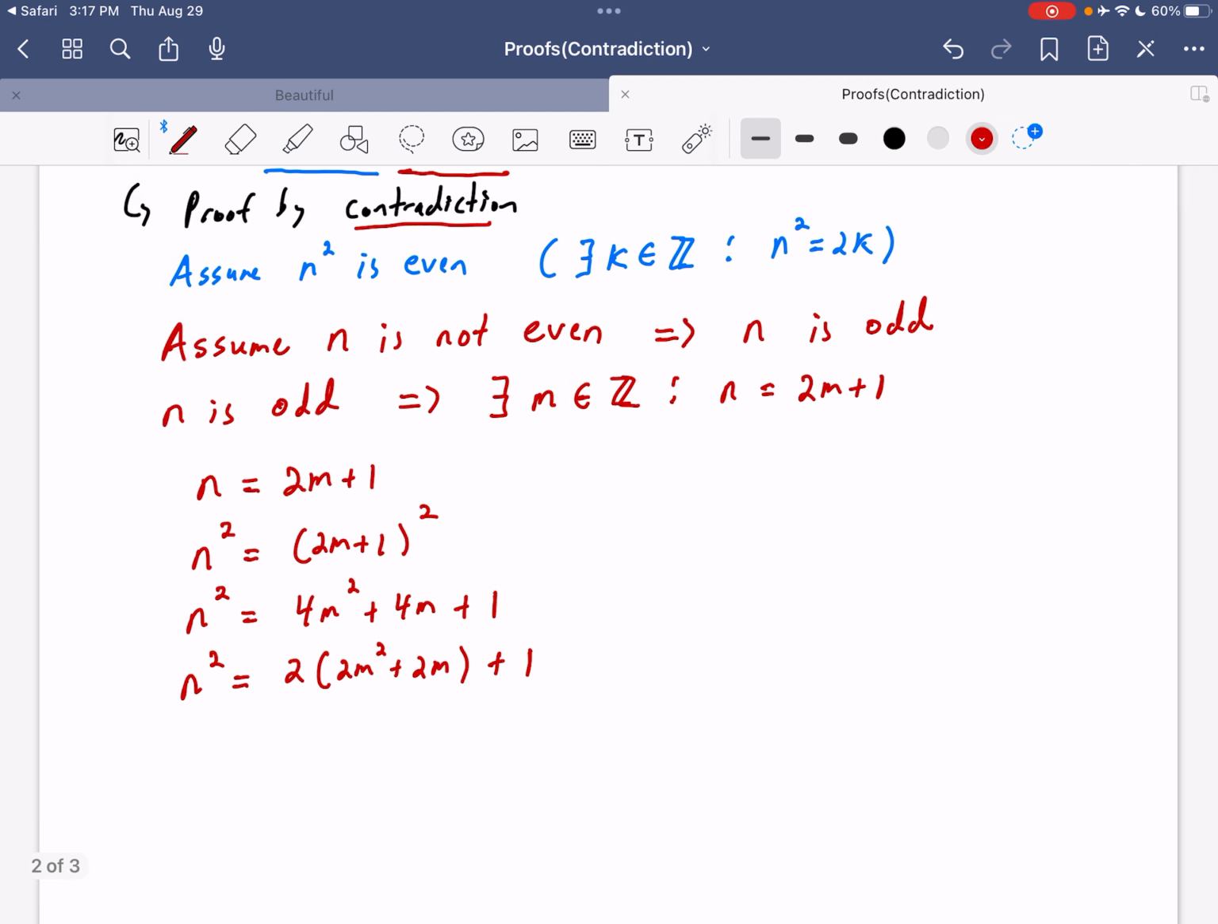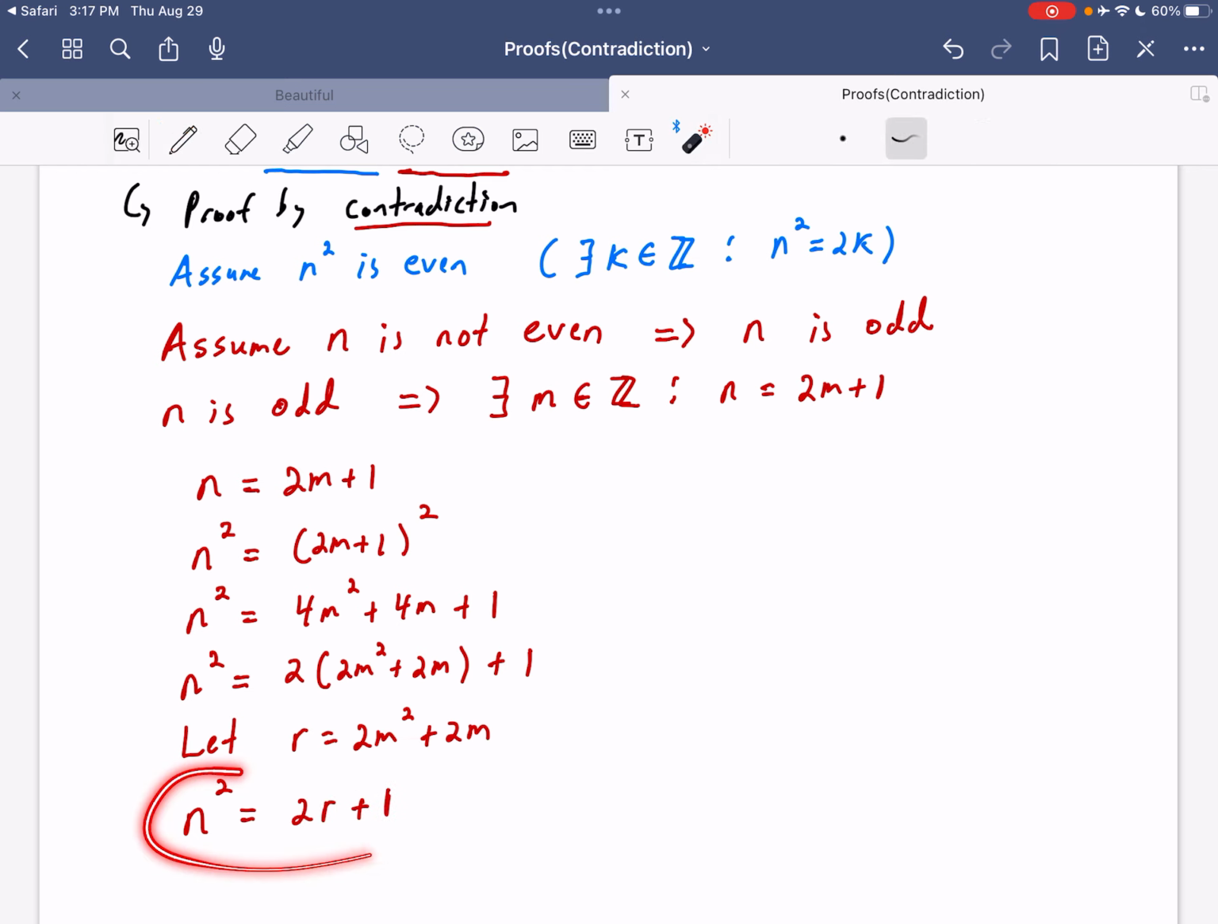Oh, and I guess we can go ahead and do a little bit of definition. We've already used m and k, so I guess we can just use r. So let r equal 2m squared plus 2m. And notice that we have n squared is 2r plus 1.